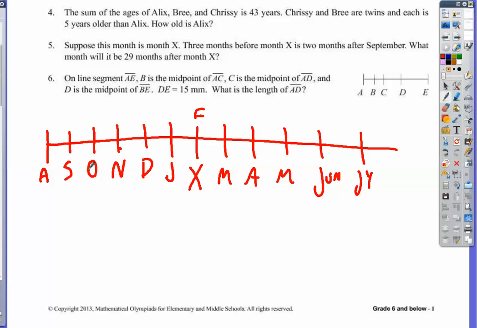Well, there are 12 months in a year, so there are 24 months in 2 years. So we are 2 years and 5 months. So what is 5 months before this? 1, 2, 3, 4, 5. July.